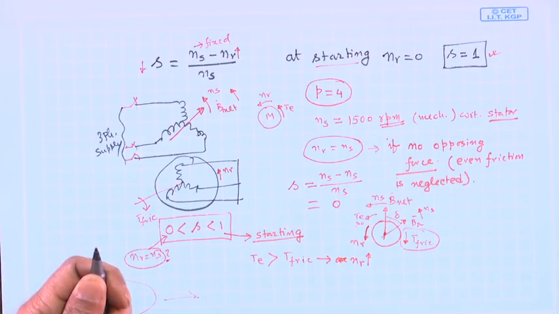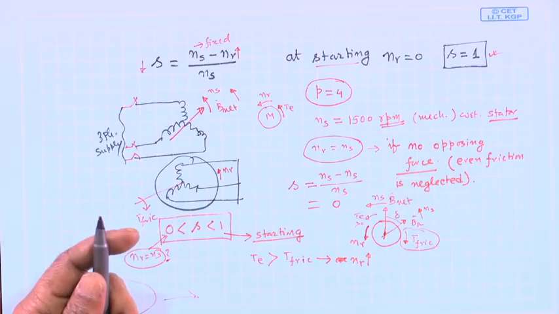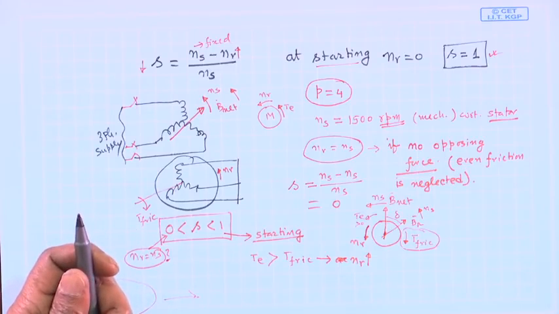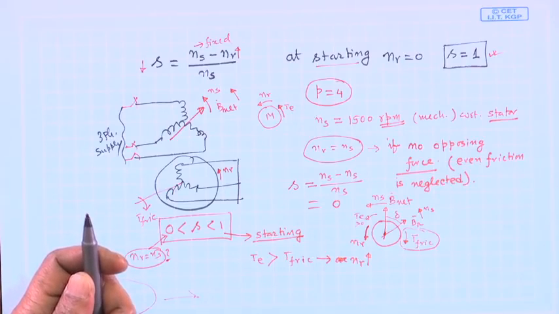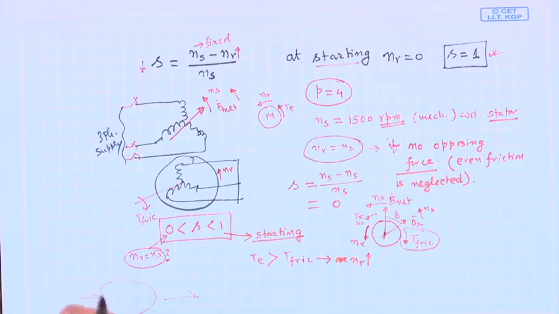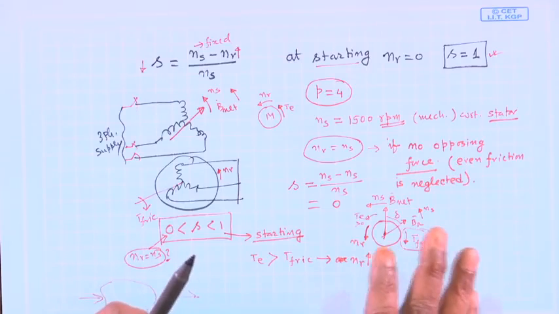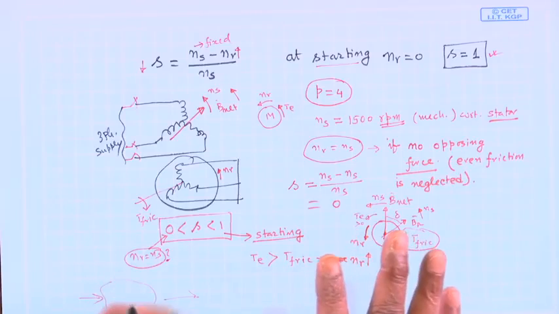which will make enough relative speed to cause a development of electromagnetic torque which is equal to T friction, is it not? It is as simple as that. Therefore, it is not my botheration. Whatever opposing torque is there, machine will very faithfully do that.